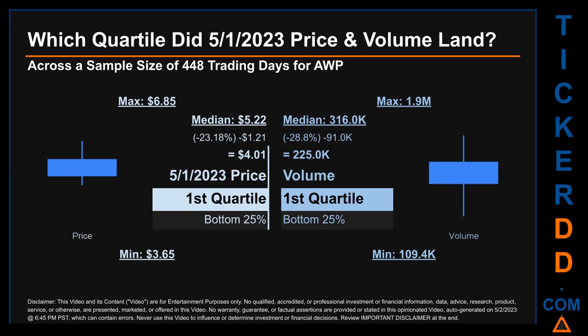Descriptively, AWP has a median price of $5.22. Therefore, the 1st of May 2023 price was lower from that middle marker by 23.18%. The day's volume of 225,000 was less than the median by 28.8%.